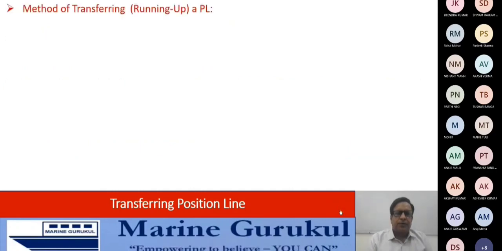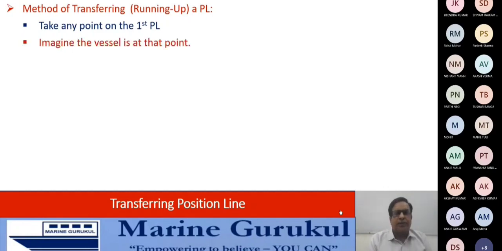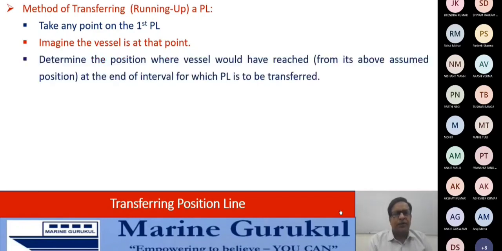Now let us list down the methods for transferring the PL. So the steps are listed down in sequence. Take any point on the first PL, any point of your choice. Imagine the vessel to be at that point. Well, we know that we only have a PL, we do not have the position. Vessel could be anywhere on the PL, but we just imagine the vessel to be at that particular point, because then it will become easier for us to remember and execute the process.